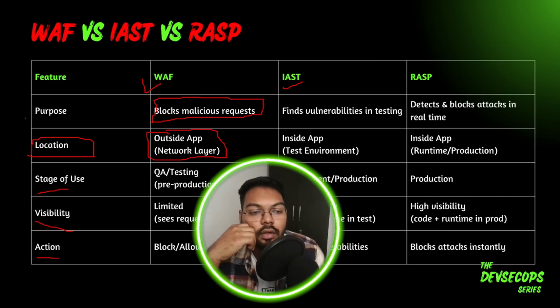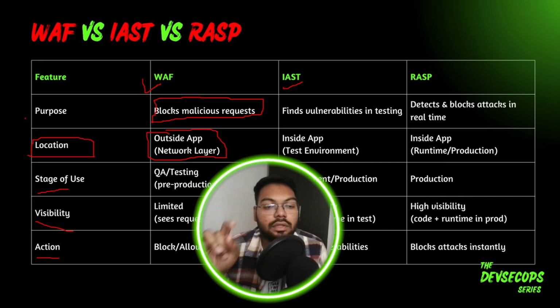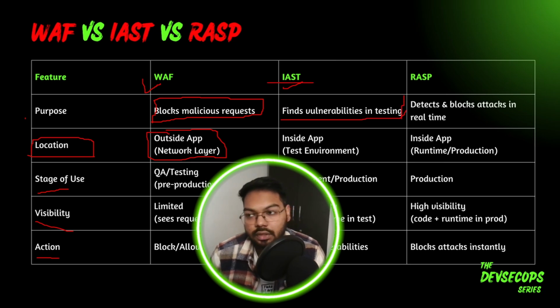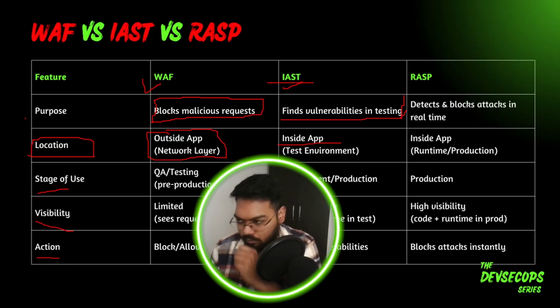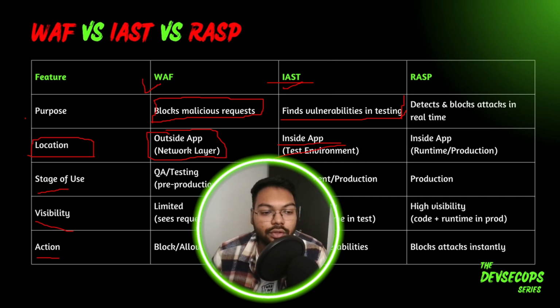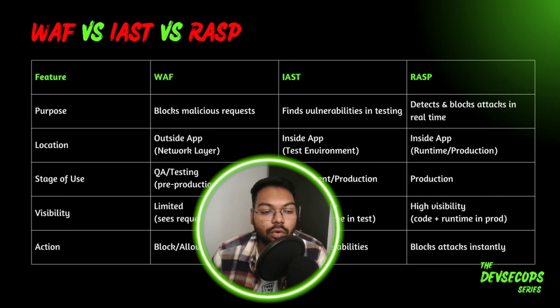Okay, sorry, not phase. It would be on the network layer. Then what is IAST? IAST would find vulnerabilities in the testing phase while it is interacting with your application, combining SAST and DAST. So it would be there in the application, but only on the testing environment. You would not deploy IAST solutions on a production environment.